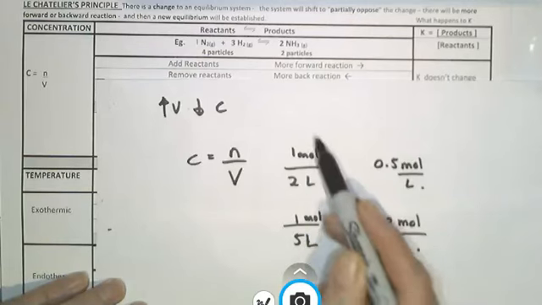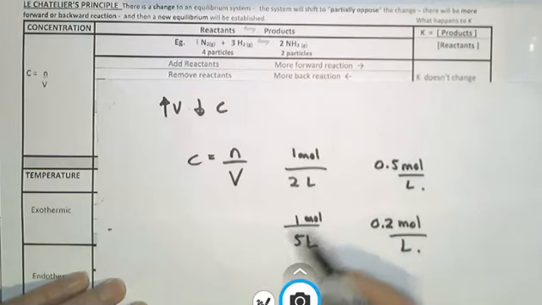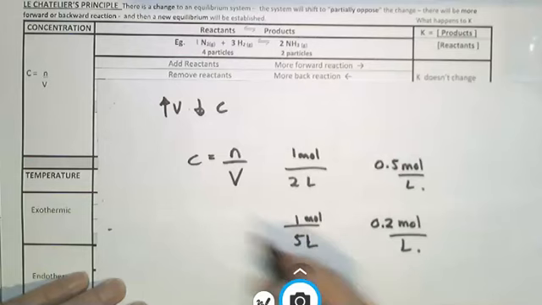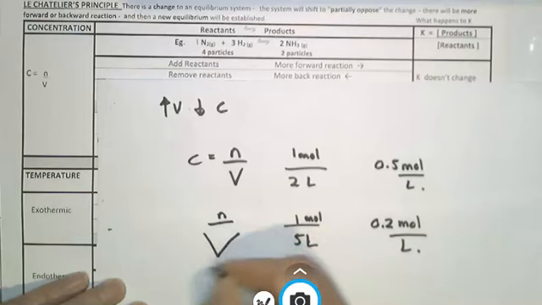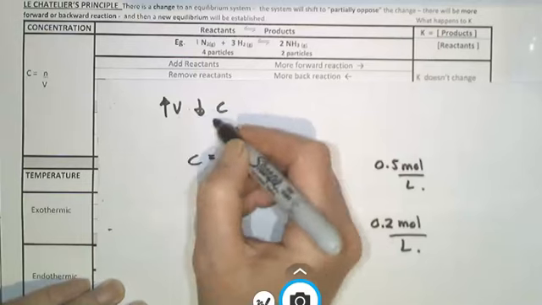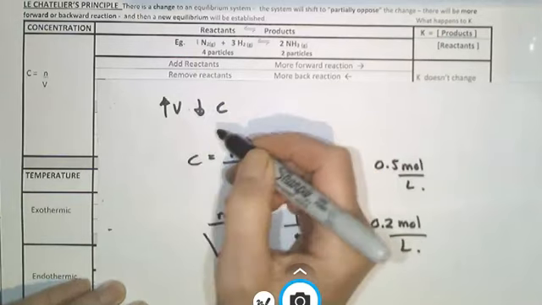So you can just tell by looking that this number is a smaller fraction. 1 on 5 is a smaller fraction than 1 on 2. So the bigger you make that number, 1 on 100 would be a much smaller fraction than 1 on 2. The bigger you make the number on the bottom, the smaller the overall fraction. So the lower the concentration. Okay, so you increase volume, decrease concentration.